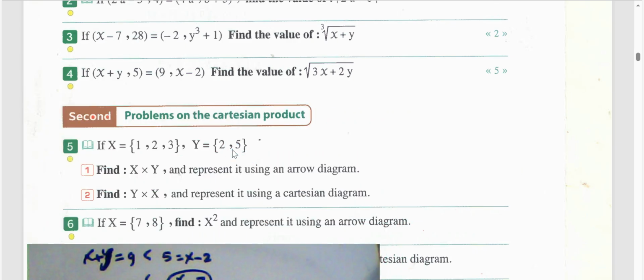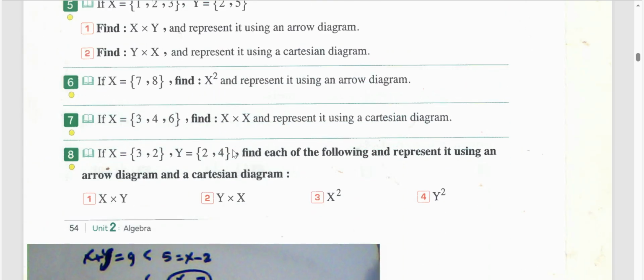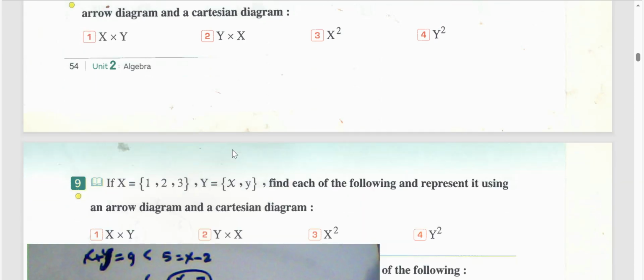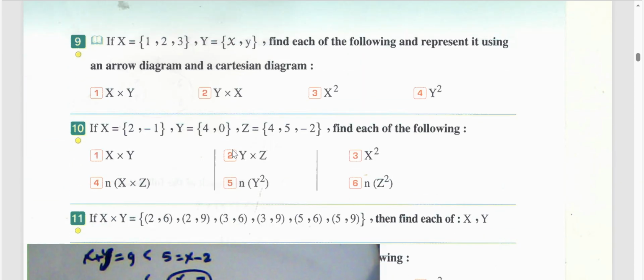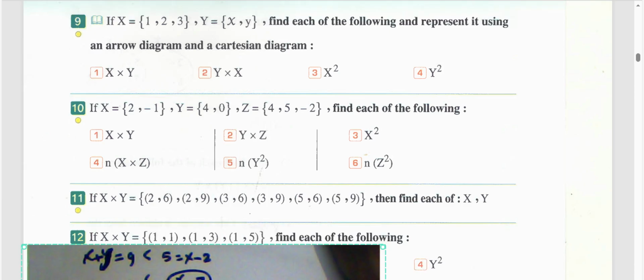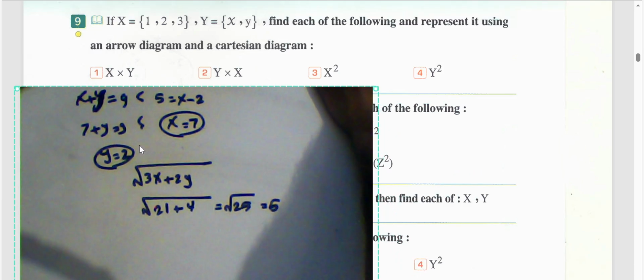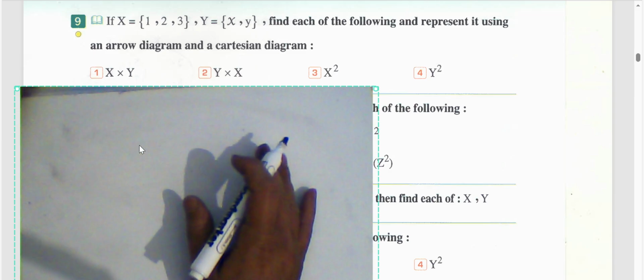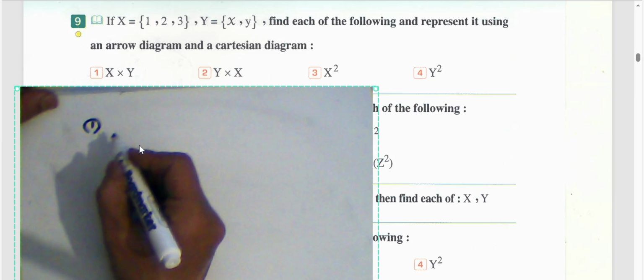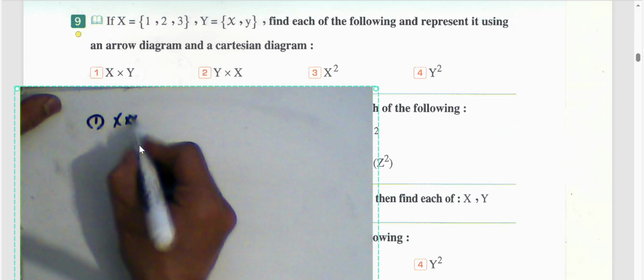Now I will find this question by Cartesian Product. 2 sets, you can draw it. This question like this, I will solve it. Question number 9. This is the same question up. I explain extra question like this, but I will solve first question about x Cartesian by y.